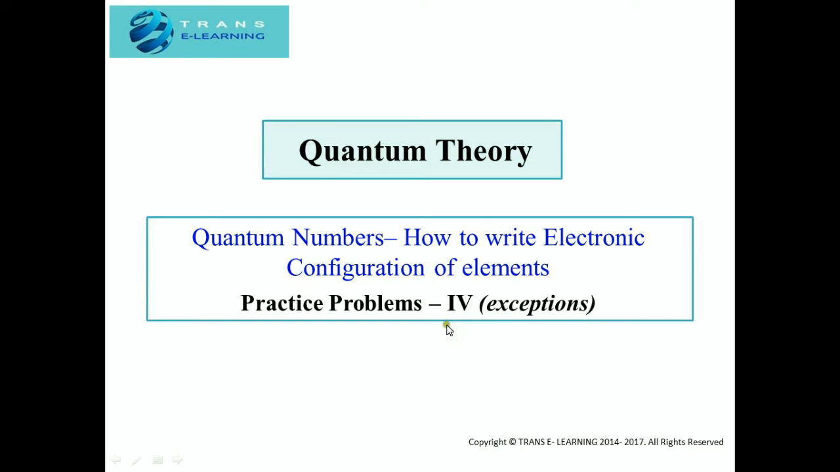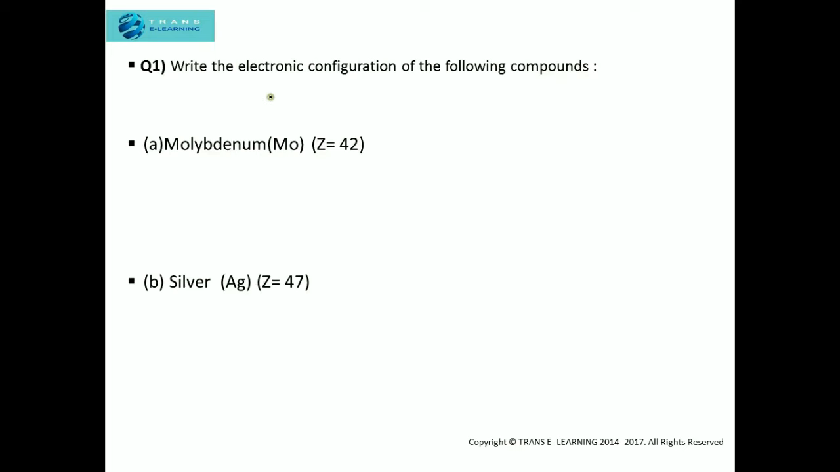Today we'll be discussing quantum numbers, and in that we'll be covering the practice problems related to how to write electronic configuration of elements. In this video we'll be discussing a few exceptions. So let's see what all questions we'll be covering in this video. We'll be writing the electronic configuration of molybdenum with atomic number 42 and silver with atomic number 47.